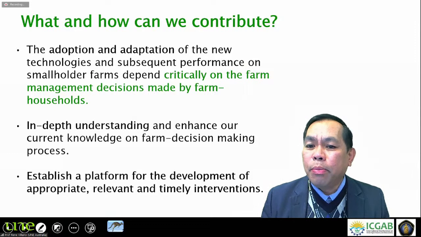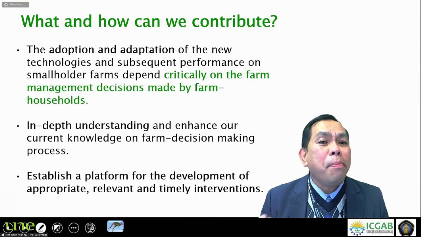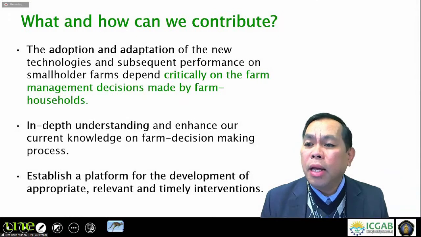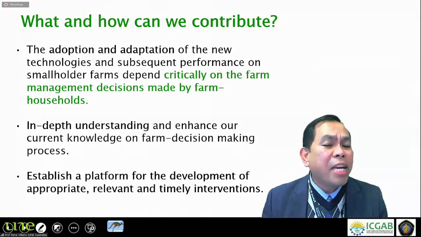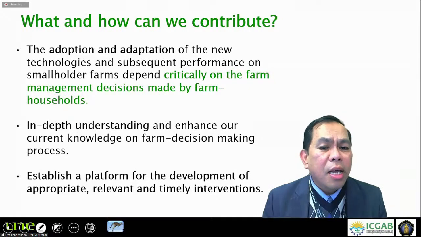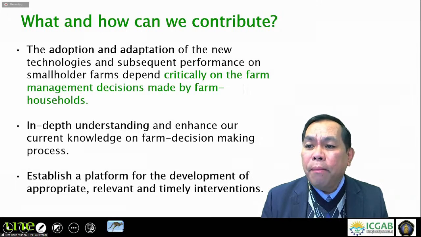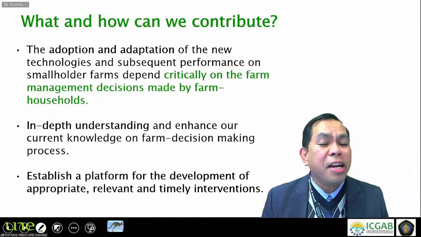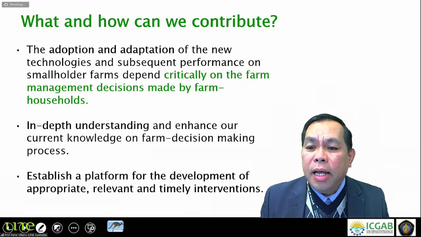The adoption and adaptation of new technologies and subsequent performance on smallholder farms will depend critically on the farm management decisions made by farm households. Our farmers, whether men or women, will make decisions on a day-to-day basis that affect the farm and also the household. Because they are interlinked, the decisions made about the farm will also affect the household, or vice versa.